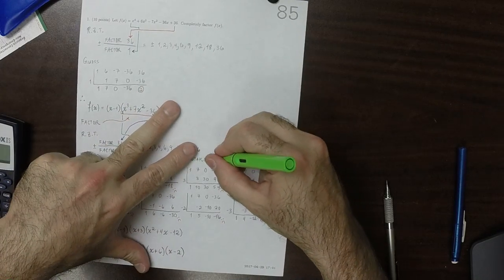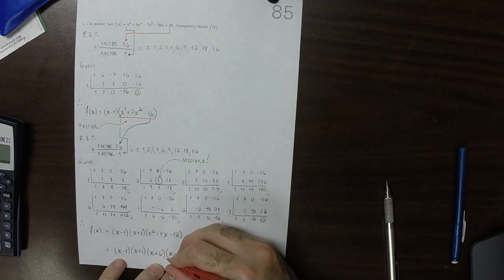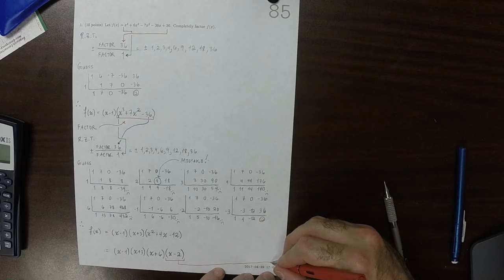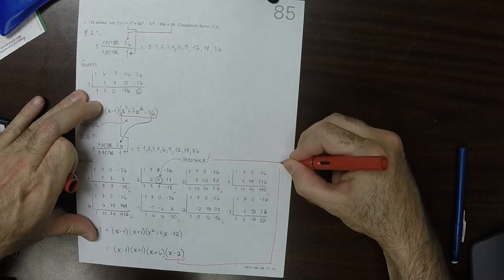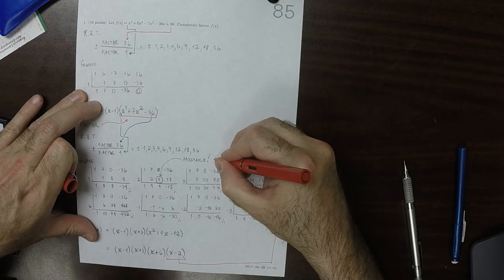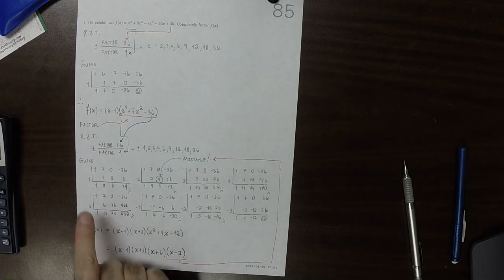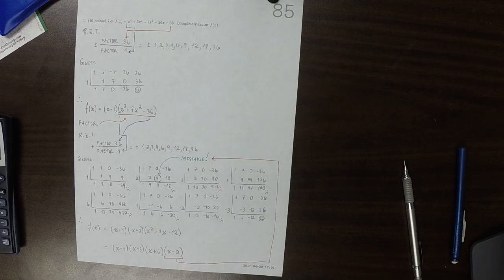So I saw this mistake right here, noticing that 2 is one of the zeros. So that's a mistake. But through enough perseverance, eventually we're able to come to the right answer anyway. And so that's the answer.